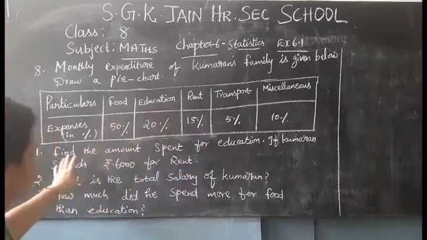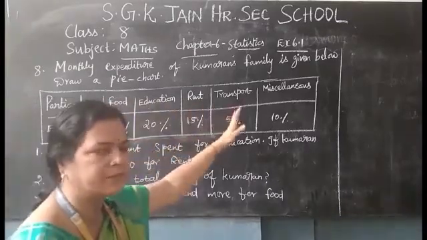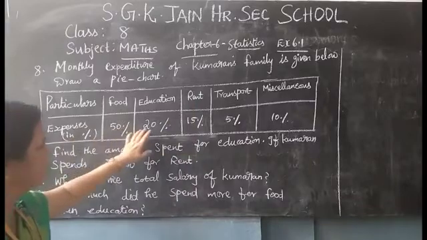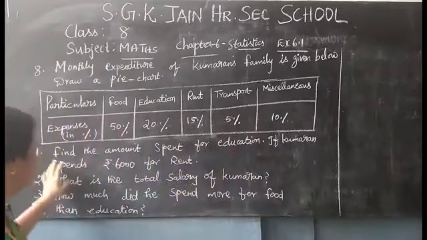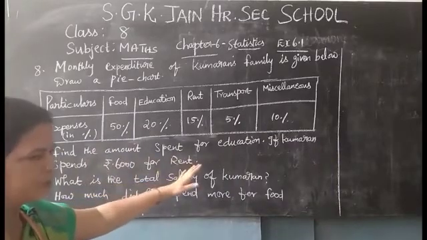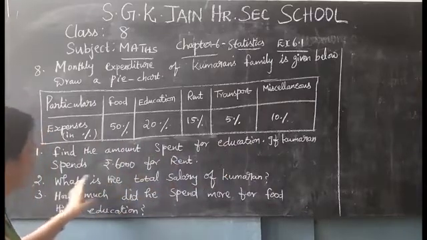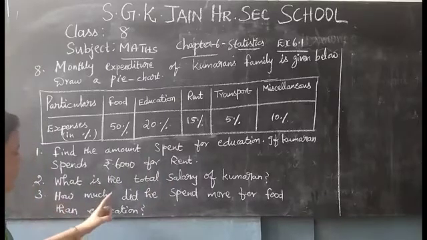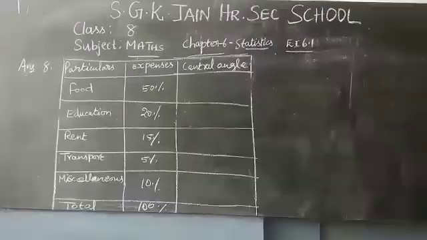See here first. What is given here? Particulars: food, education, rent, transport, miscellaneous. Expenses in percentage are given there. So 50%, 20%, 15%, 5%, 10%. Okay. And what else is given? 3 more questions are also given here. First question, find the amount spent for education if Kumaran spends ₹6,000 for rent. What is the second question? What is the total salary of Kumaran? Third question, how much did he spend more for food than education? Now we are going to find.